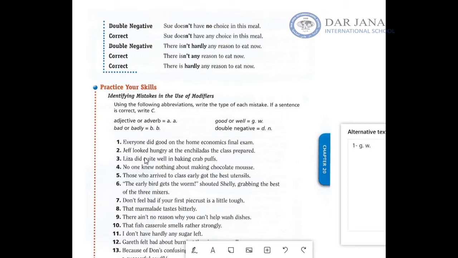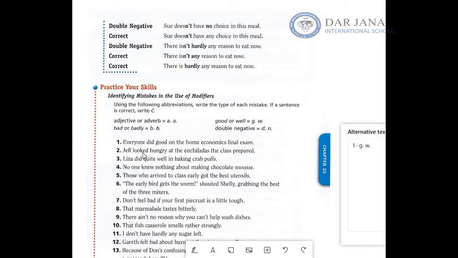Look at number 2. Jeff looked hungry at the enchiladas the class prepared. Looked here is not a linking verb. Looked here is an action verb. We cannot replace it with a verb to be. So hungry here as an adjective is incorrect.